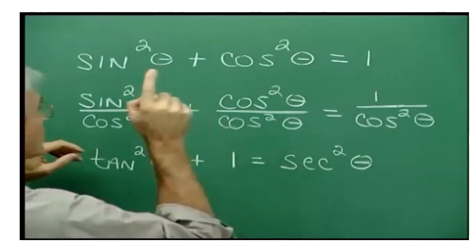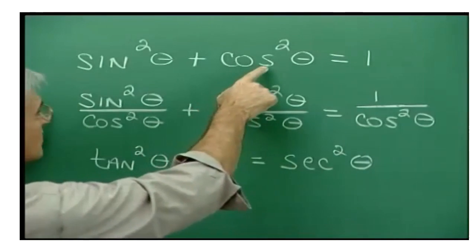Now here's what I'm talking about. Suppose I elect to divide through by cosine squared theta.